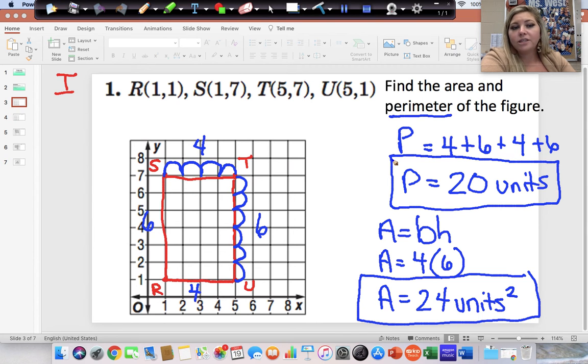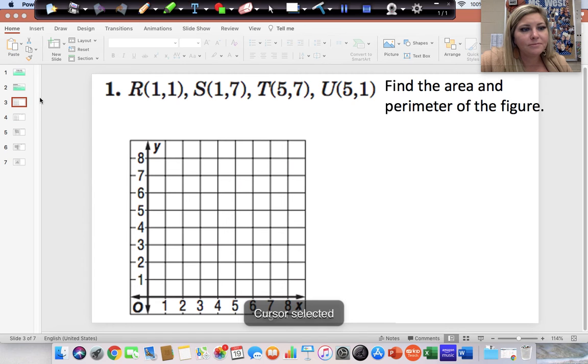And notice what we learned yesterday with finding the distance between 2 points helped us here. Because we needed the distance between S and T to figure out what this side and this side were. And we needed to figure out the distance between T and U to figure out what side S and R is equal to. So finding the distance between 2 coordinates helps us here. Make sure that all of this is written down before you move on with us.